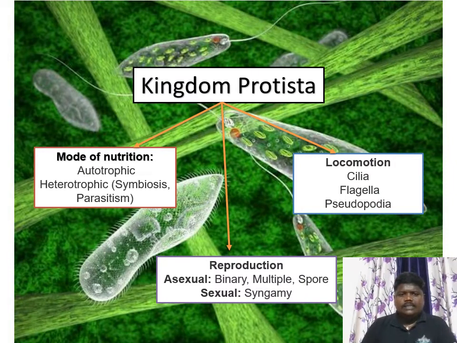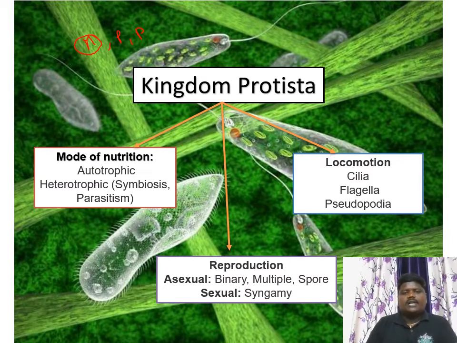So in this particular topic, we are going to see about kingdom Protista. In the previous lectures, we have seen biological classification, right? We might have seen about Monera, Protista, Plantae, Fungi, and Animalia. As a starting point, we have seen Monera. Bacteria are the sole members of Monerans.